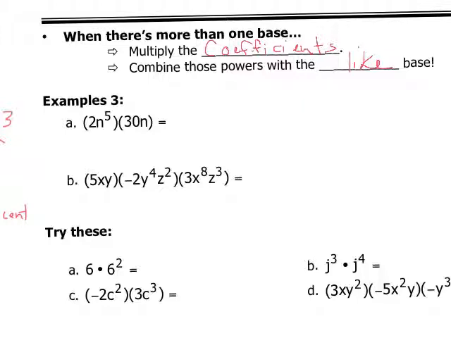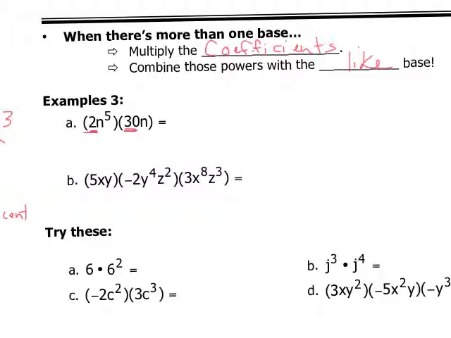All right, so let's look at example 3a. So what would my coefficients be here on 3a? 2 would be a coefficient because it does not have an exponent. What else? 30. So those are my coefficients. Those are the numbers sitting out front that do not have exponents.